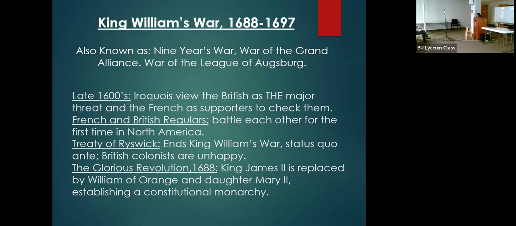The so-called Glorious Revolution of 1688 finds the English monarch James II dispossessed of his throne, and it's turned over to William of Orange and King James' daughter, Mary II, and they establish what we could call maybe the first real constitutional monarchy, where the monarch's authority is somewhat restricted. Now, George II and George III will change that.